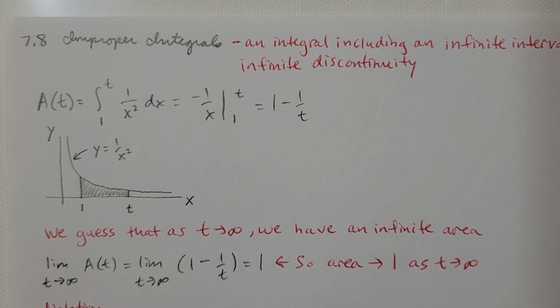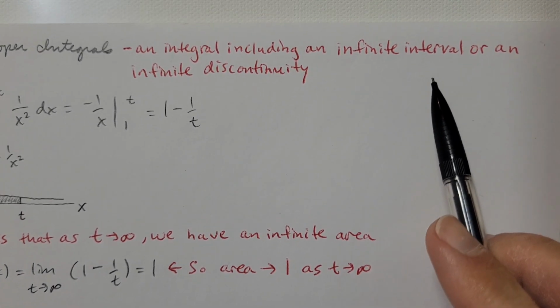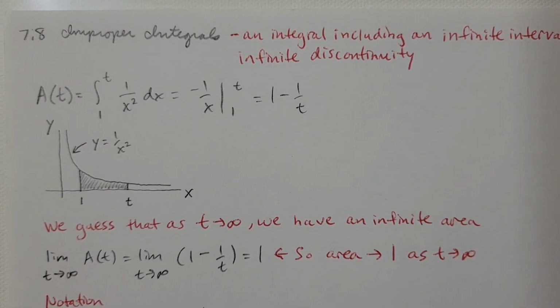7.8 is called improper integrals. Okay, and an improper integral is an integral including an infinite interval or an infinite discontinuity. Okay, like a vertical asymptote or something like that.